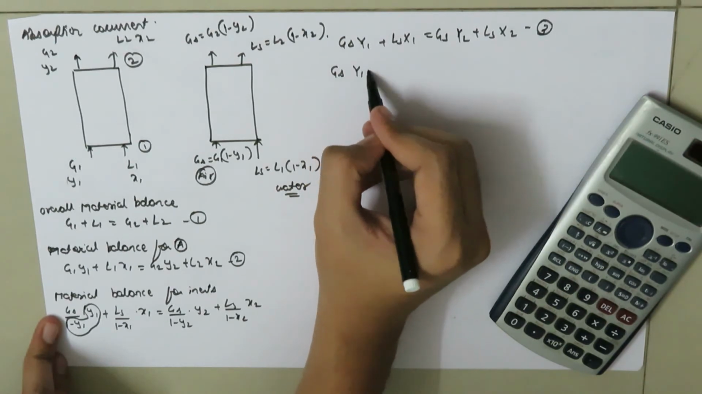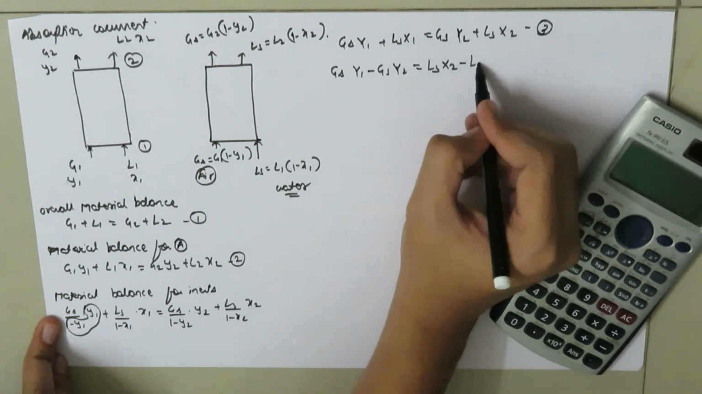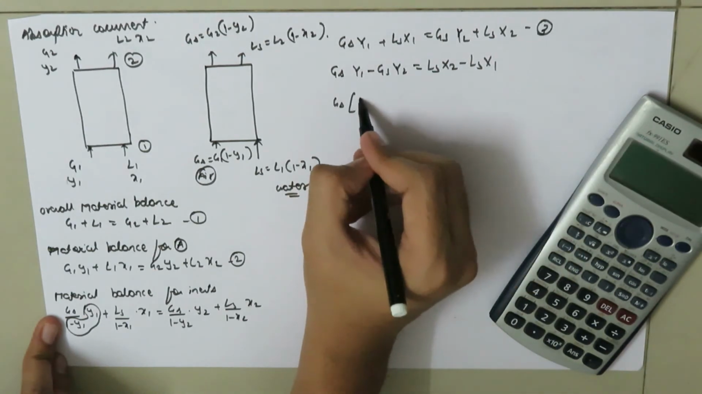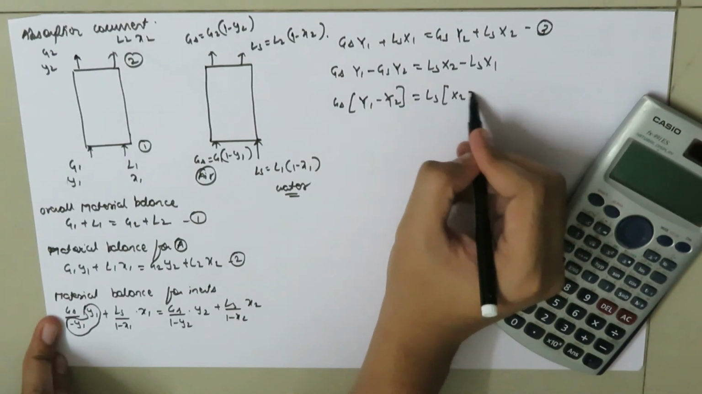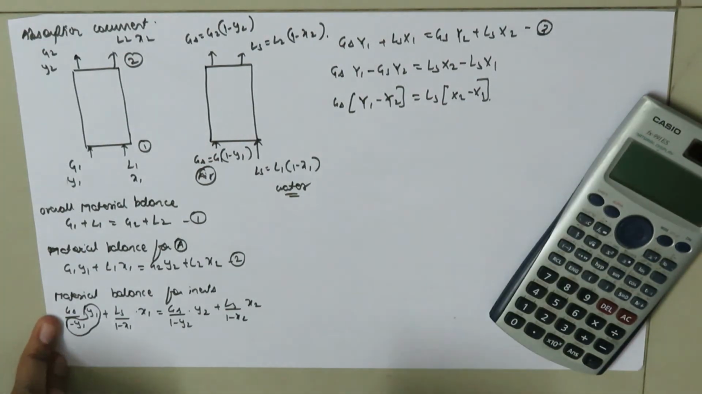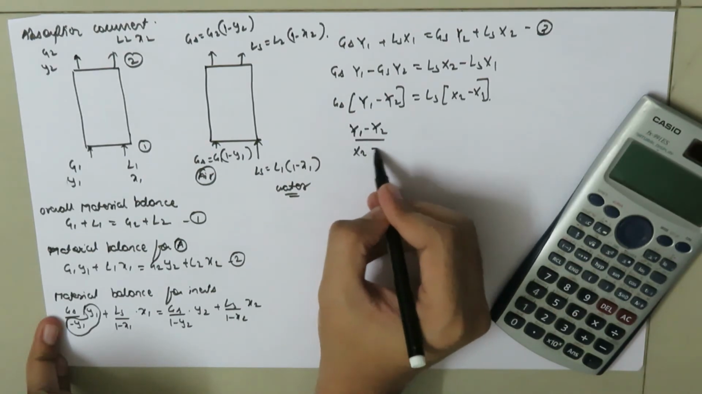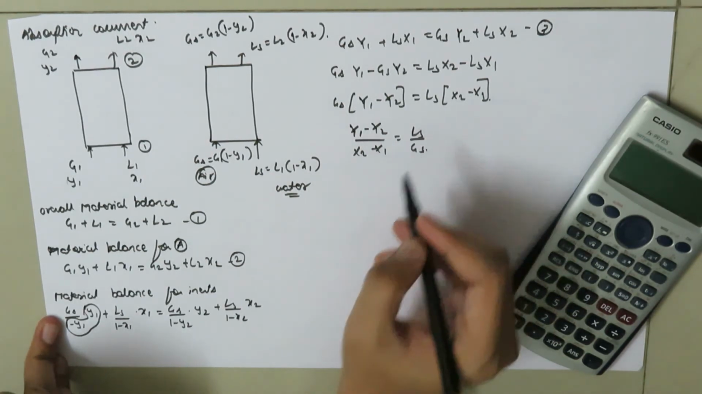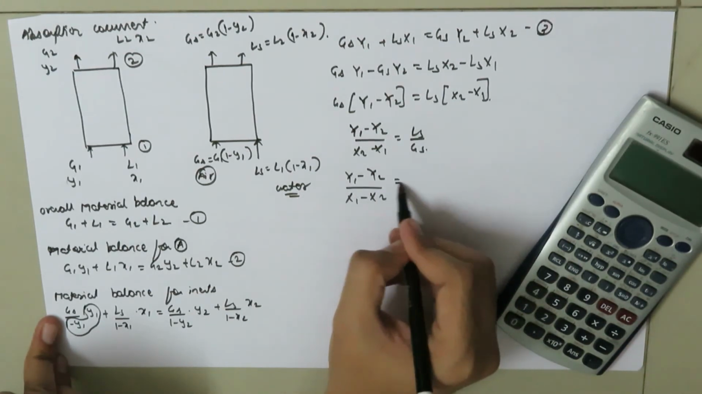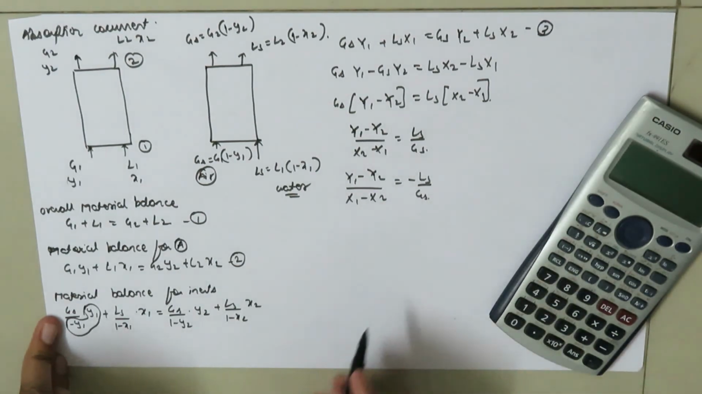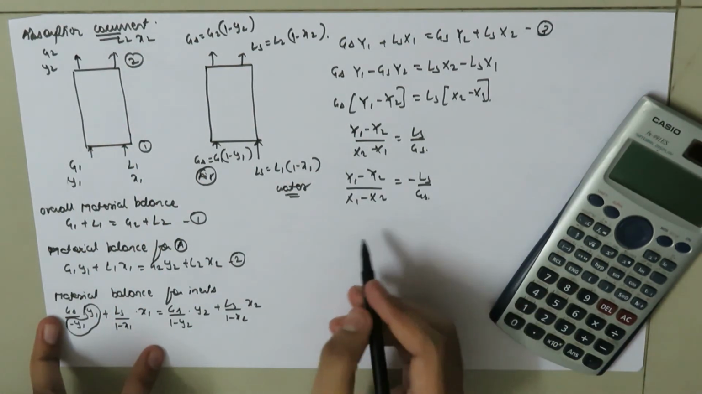Now we are going to rearrange this equation. GS times capital Y1 minus GS times capital Y2 is equal to LS times capital X2 minus LS times capital X1. Taking GS and LS common, we get GS times (Y1 minus Y2) equal to LS times (X2 minus X1). So capital Y1 minus capital Y2 upon capital X1 minus capital X2 is equal to negative LS by GS. This indicates that in the co-current absorption process the slope of the operating line is negative.